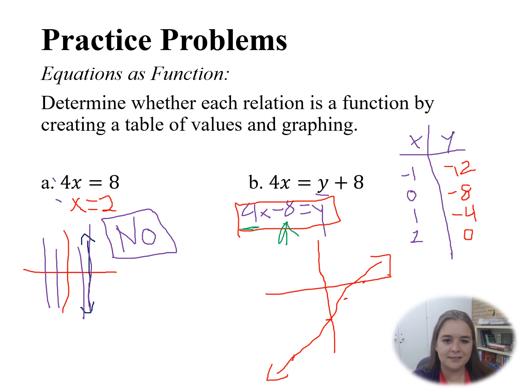Every time I have a linear equation, I have a function. This one here is not in the form y equals mx plus b, so it is not a function. But that y equals mx plus b is always going to be a function. This one here, the answer is yes. It passes the vertical line test. Every x value is partnered with exactly one y value.